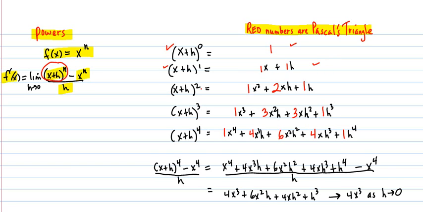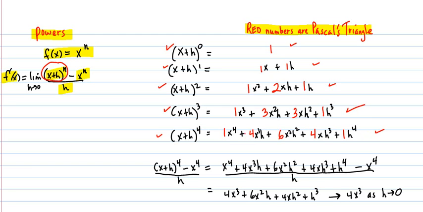X plus h squared, if you square that out, you get 1x squared plus 2xh plus 1h squared. Notice the configuration of 1, 2, 1. X plus h to the third is this quantity here. Notice the configuration of 1, 3, 3, 1. And then lastly, the x plus h to the fourth, to see the whole pattern here, has a configuration of 1x to the fourth, 4, 6, 4, 1.